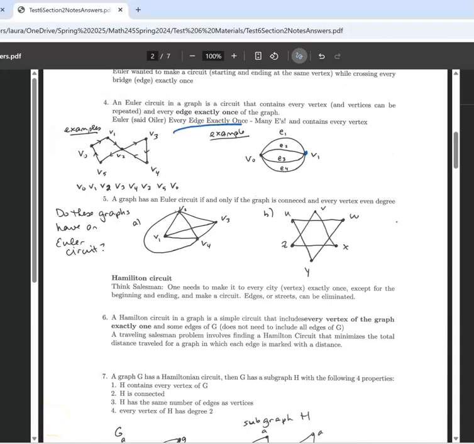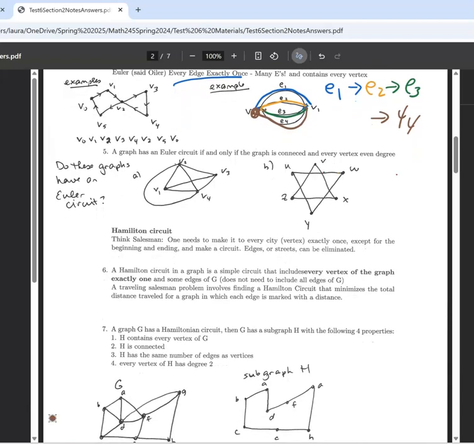Every edge exactly once and contains every vertex. Well, there's only 2 vertices. So let's start with this edge here. I'm just going to label the edges E1, and then I'm going to go back on E2. Then I'm going to go back on E3, and then I'm going to go over here to E4. So I started here and I ended here, and so that's an Euler circuit.